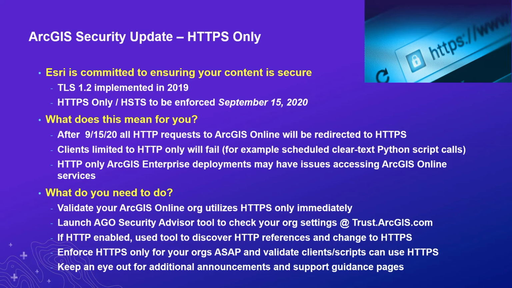trust.arcgis.com. If HTTP is enabled, use the tool to discover HTTP references and change those references to HTTPS. You should consider enforcing HTTPS only for your organizations as soon as possible and validate that all of your clients and scripts can use HTTPS successfully. And finally, keep an eye out for additional announcements and support guidance pages on trust.arcgis.com.